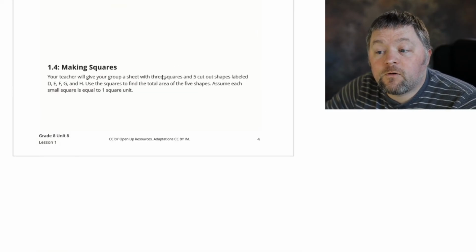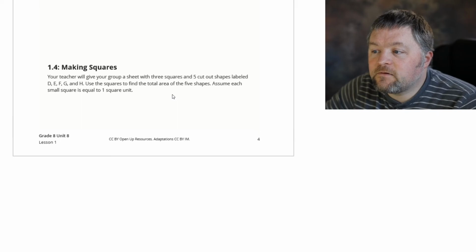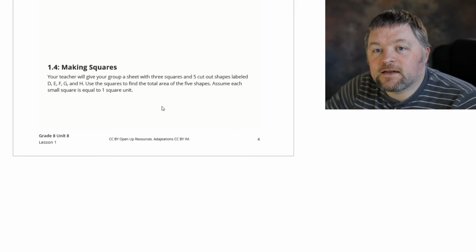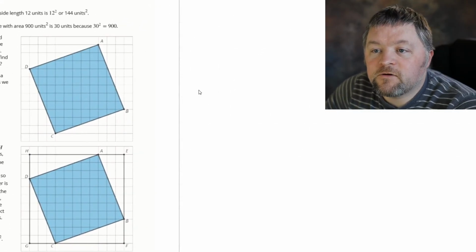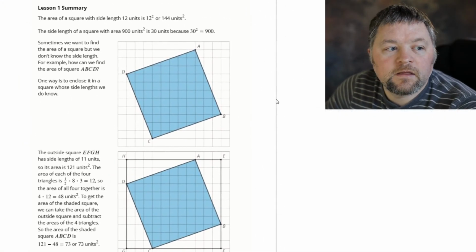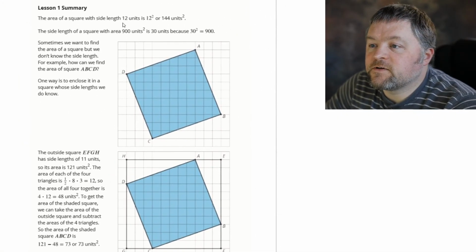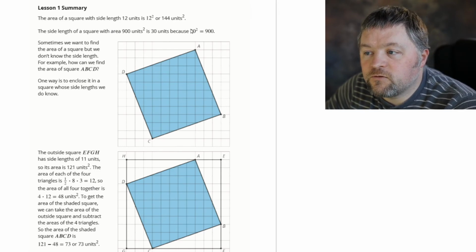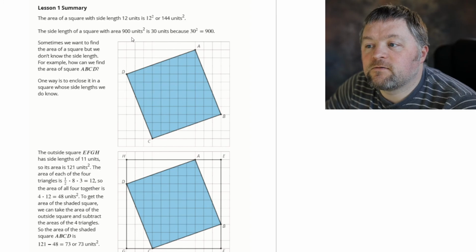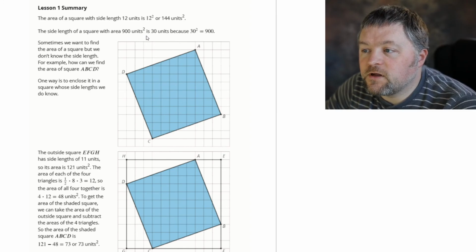Our next question is a handout and cutting out squares. We're not going to do that as part of the video. Following that, we have our summary. The area of a square with side length 12 units is 12 squared, or 144 units. The side length of a square with an area of 900 square units is 30, because 30 squared is 900.